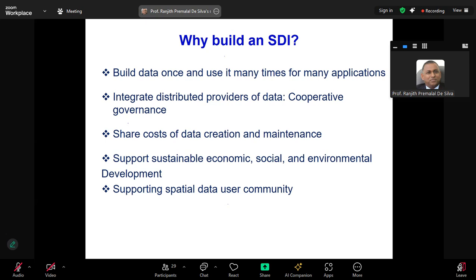You will be able to share the cost of data production with others. Because if you produce the data and keep it to yourself, you have to bear the total cost. And it will again cost to update the data.